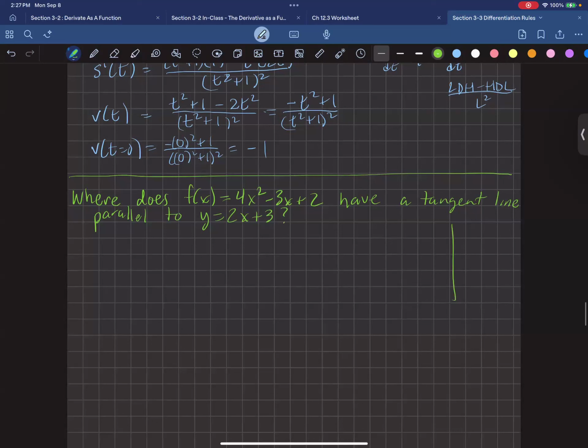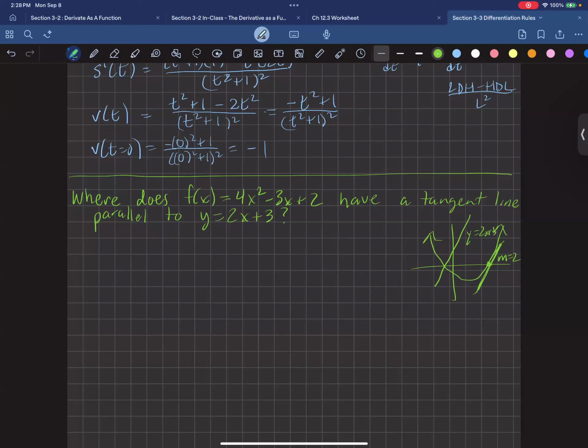So 4x squared minus 3x plus 2. You got something going on like this. It's a parabola that opens up. And we want to know where the slope is 2. Slope of the tangent line equals 2. And then where's that parallel to y equals 2x plus 3? That's what we're going through for.